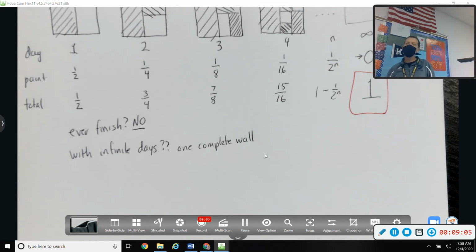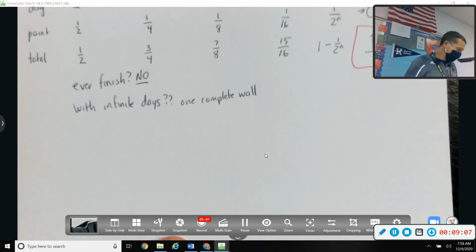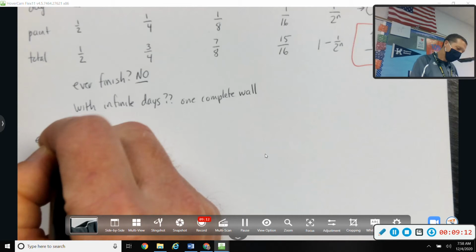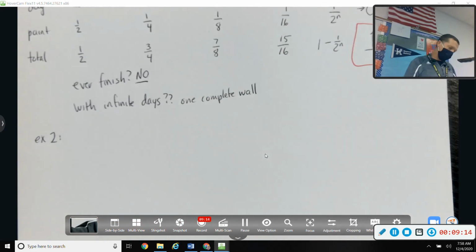Are you losing the paint out, or are you just going to have a wall? You'd have to start painting the molecules. You would have to start painting molecules. That's true. That is true.